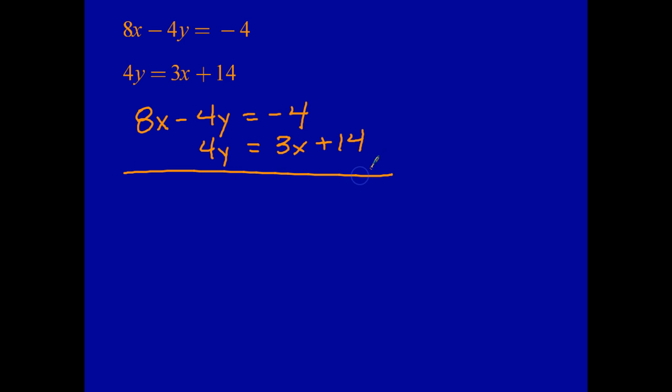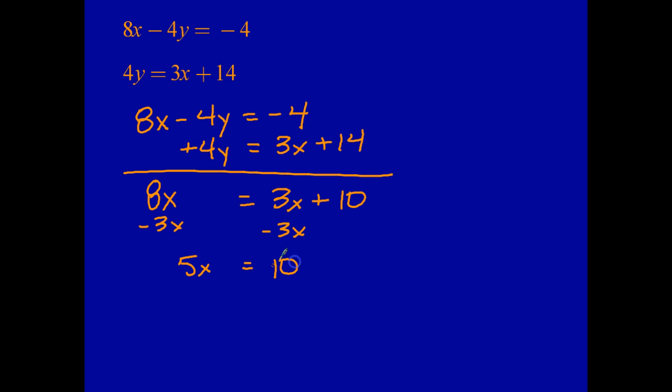Now if I add these together, this is a positive 4y, and I'm going to get 8x is equal to 3x, and then negative 4 and 14 is positive 10. Now I'm going to have to subtract 3x from both sides, and I get 5x is equal to 10, so x would be equal to 2.